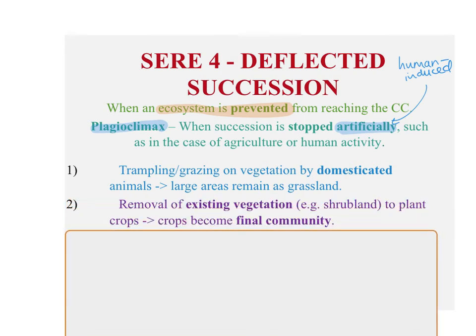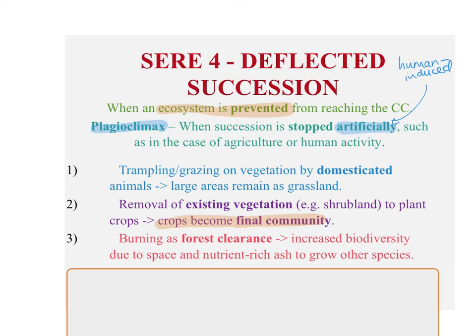Likewise, if we remove any existing vegetation and start planting crops, then we're changing the biodiversity from what would naturally be there to what we would like as humans, and instead our climax community starts to become those crops. And we don't even say it's a climax community because it's not even very biodiverse, it's just a final community.